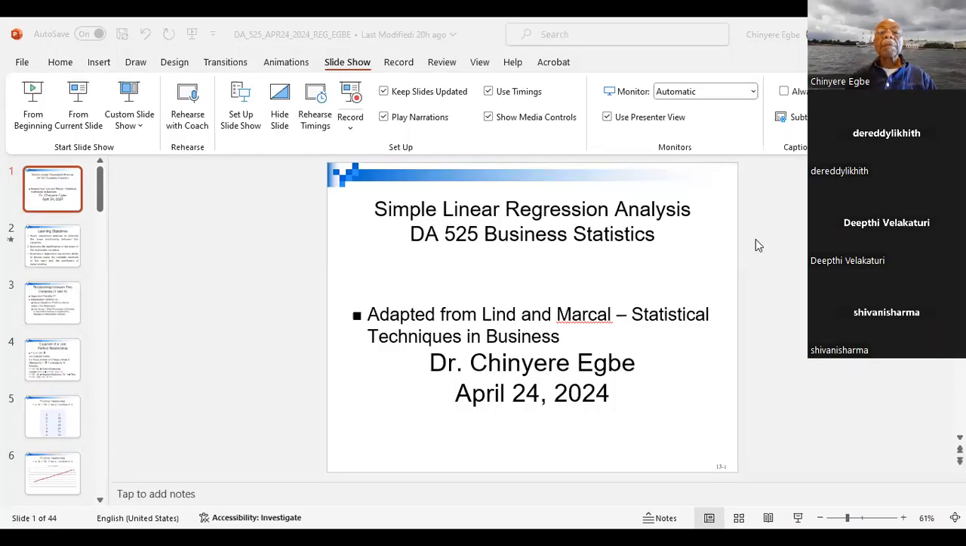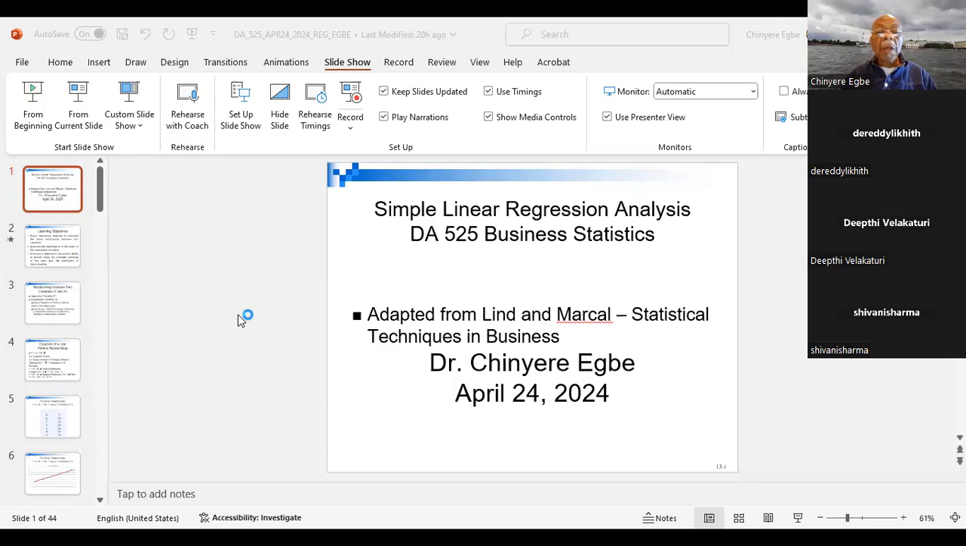Now, I'm going to pull up a slide so that I can go through the process. All right, so this is our slide. Can you all see it? Hello? Yes. Okay, you can see it.